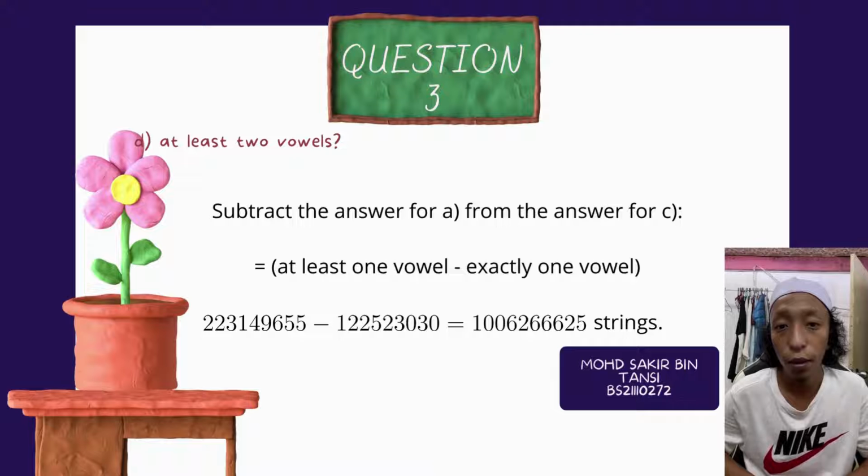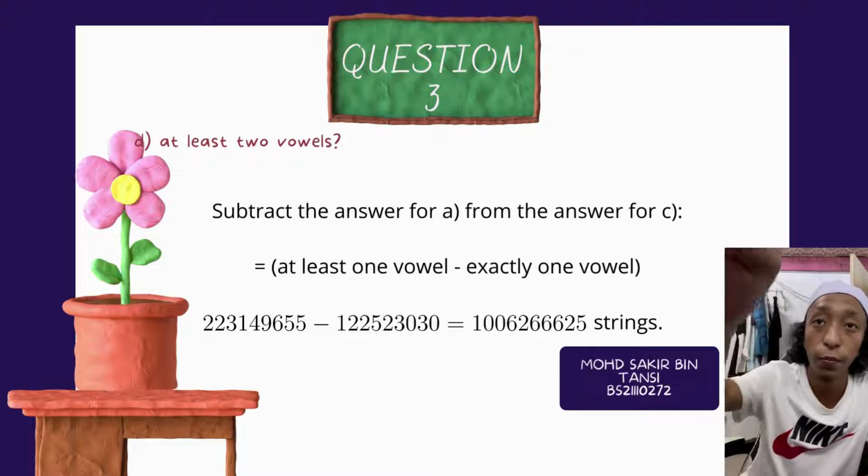So we move to the last question, at least 2 vowels. Subtract the answer for A from the answer for C. So at least 1 vowel minus exactly 1 vowel. So we get 2231 49655 minus 122523030, and the answer is 100626625 strings.